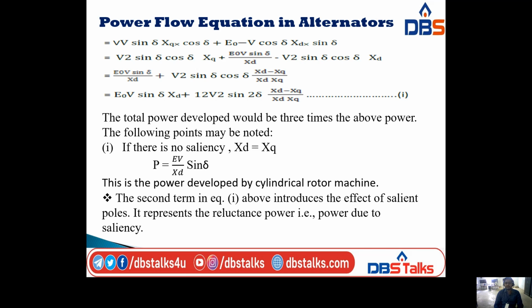Next, the following points may be noted. If there is no saliency, the reactance XD is equal to XQ. So from this I am writing P is equal to EV by XD into sine delta. This is the power developed by the cylindrical rotor machine. And the second term in the equation number 1 introduces the effect of salient poles, and it represents the reluctance power, that is power due to saliency.